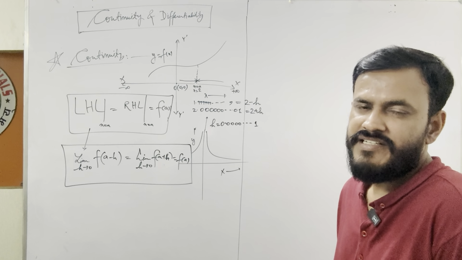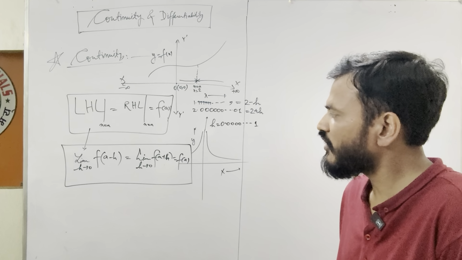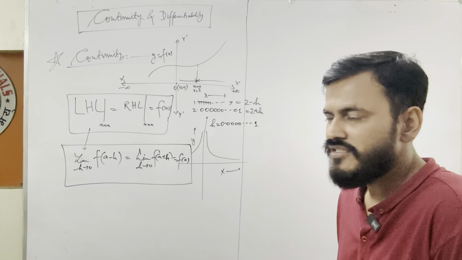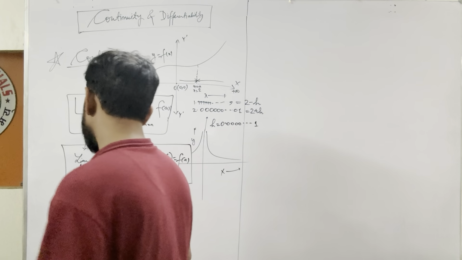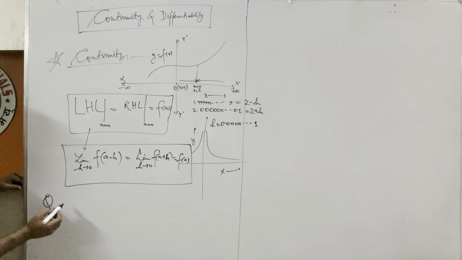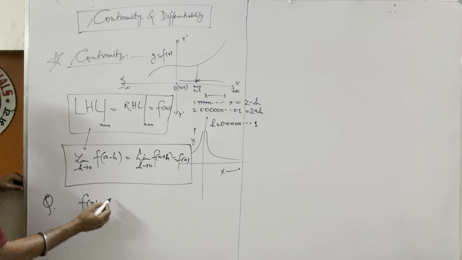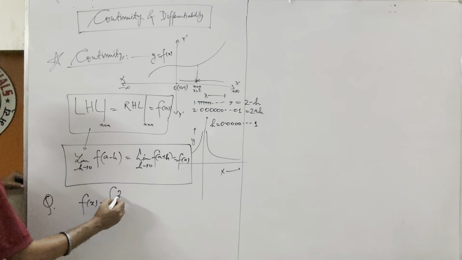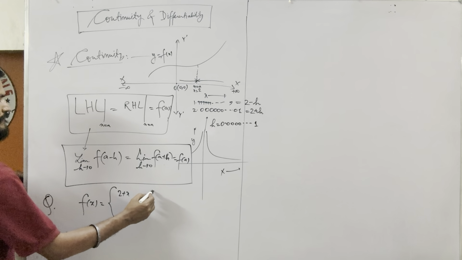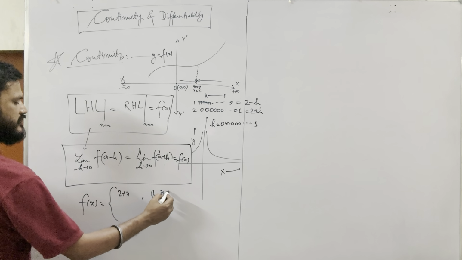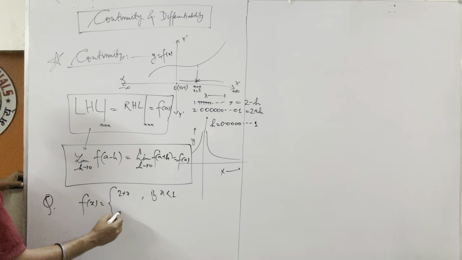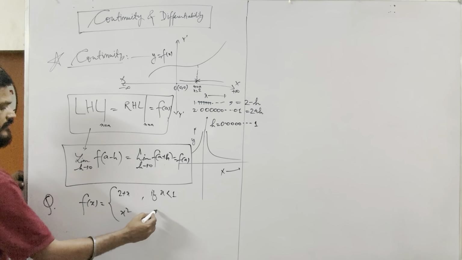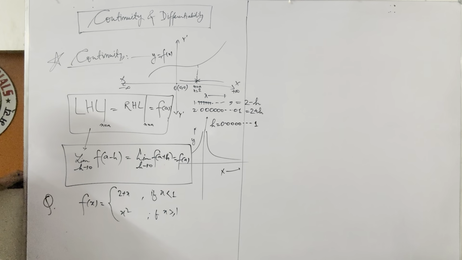We'll take a small example to see the continuity of a function. Question: f(x) equal to 2 plus x, if x is less than 1, and x square if x is greater than or equal to 1. So we need to check whether the function is continuous or not.